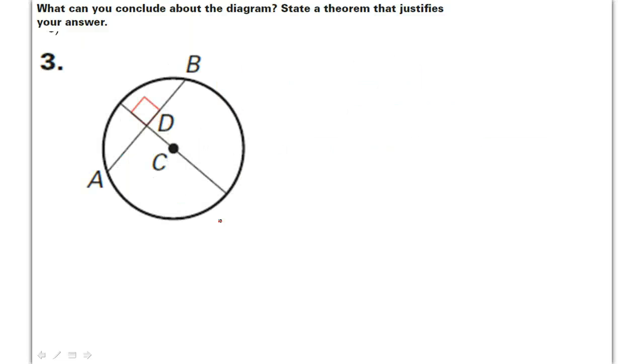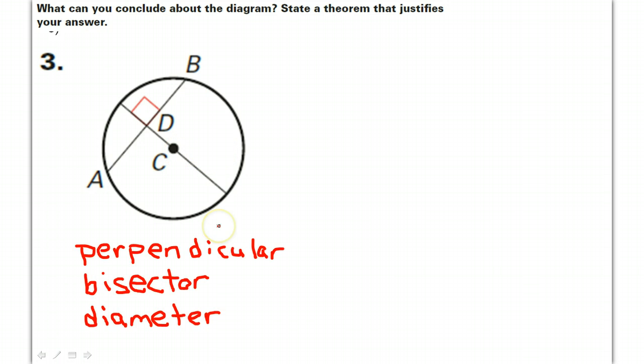Alright, let's take a look at problem number 3. Now, this is that situation where those three words are related. Do you remember what the three words are that are related when we have a situation like this? Hopefully you said perpendicular, bisector, and diameter. And the idea was that if we are given any two of these concepts, we know that the third one must be true.